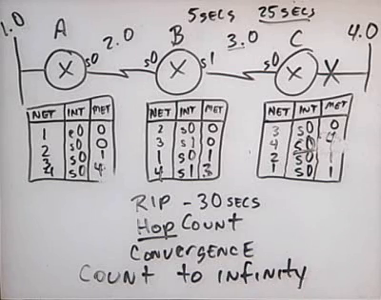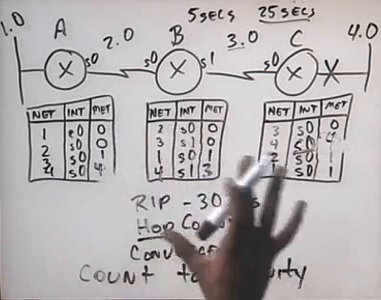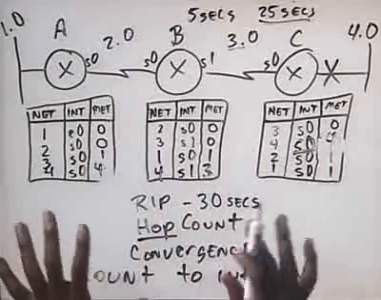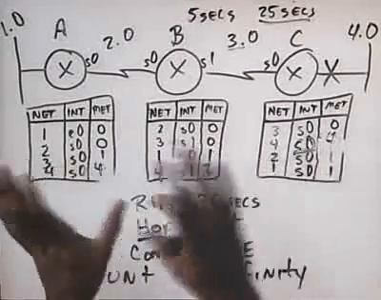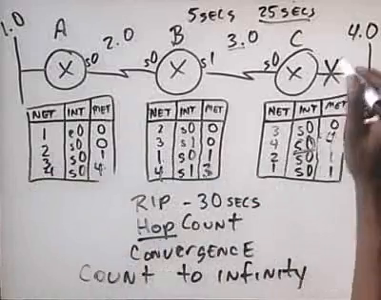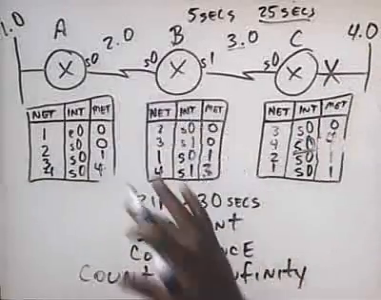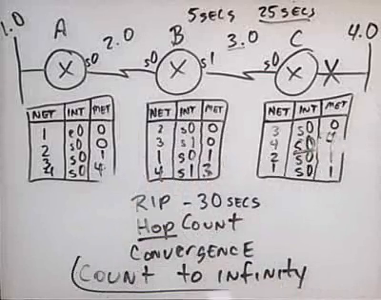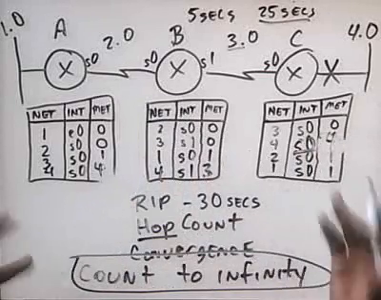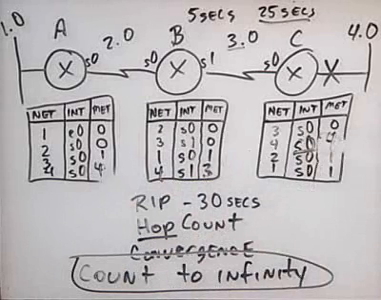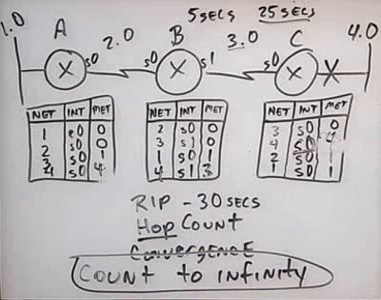Counting to infinity. Counting to infinity is a particular type of routing loop that occurs because of bad information that's being exchanged. Even though this network is down right here, router B, Brenda, is sending bad information, and so therefore this network will just continue to go on and propagate until infinity. That's called counting to infinity.